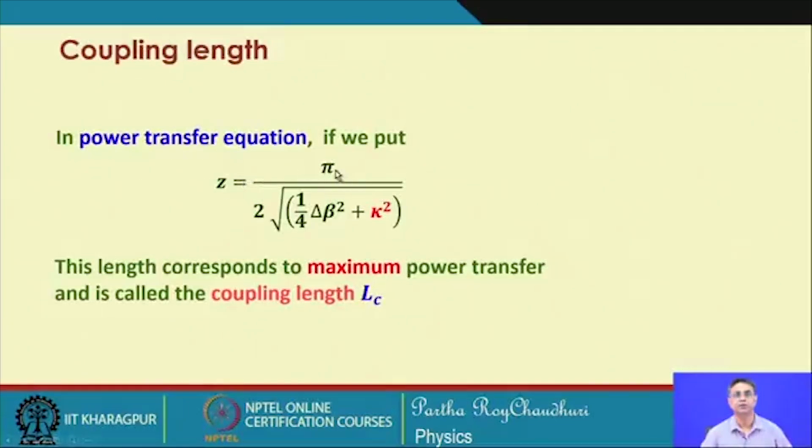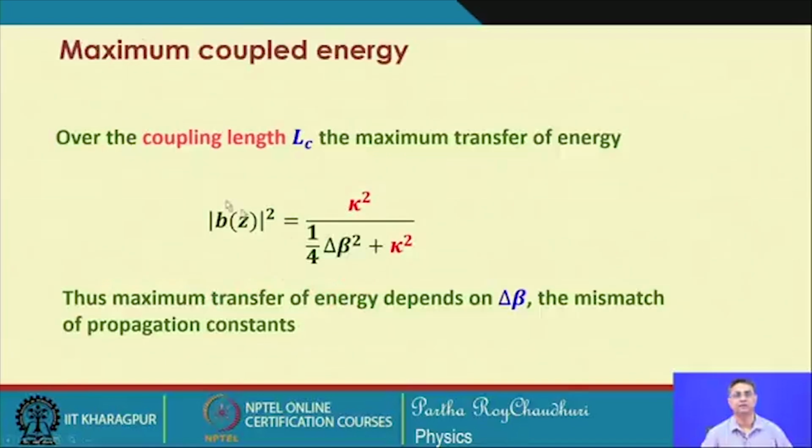Here, if we put z equal to pi by 2 times the square root of this quantity, at this distance of interaction between the two waveguides, the length corresponds to maximum power transfer, because this will give you a sine function equal to 1 and the cosine function will become equal to 0. This length is called the coupling length. So, over the coupling length, the maximum transfer of energy, that is Bz square, will be equal to this for a non-identical system, but if they are identical, delta beta will be 0. So, this will be equal to 1.